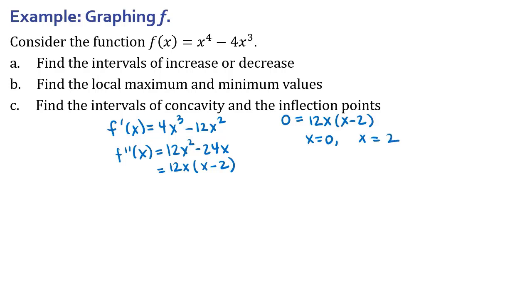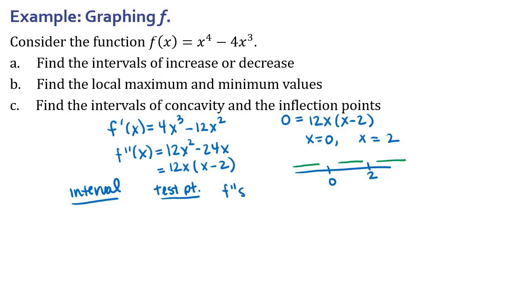If I were to create my table again, I'm going to draw that number line because it helps me visualize what those intervals are going to be. We've got 1, 2, 3 intervals. So: interval, test point, the sign of the second derivative, and then the behavior of the graph. Our first interval is from negative infinity to 0, and a good test point is negative 1.